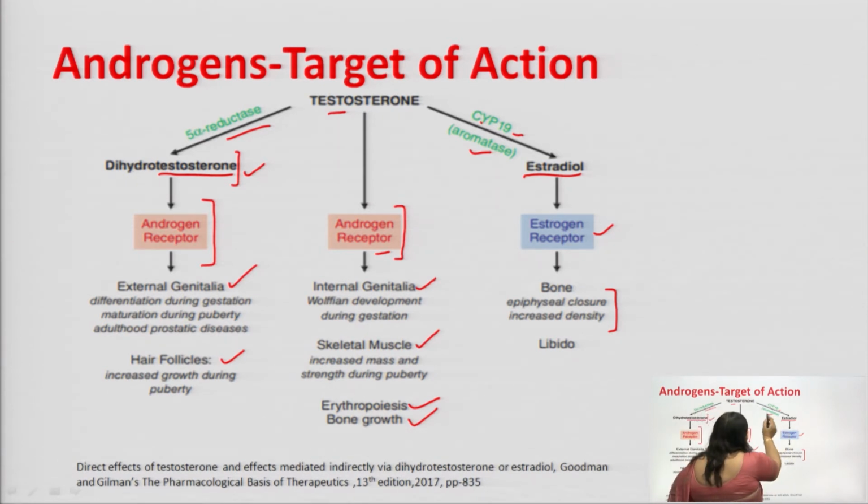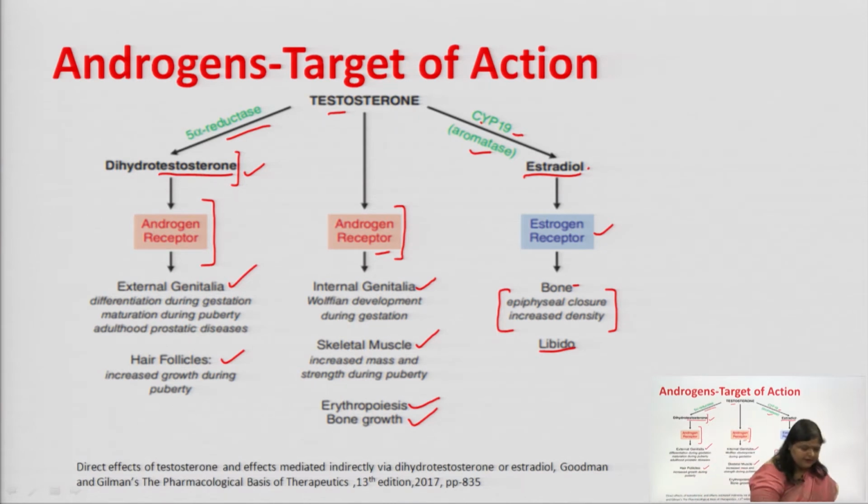Whereas testosterone that is converted into estradiol acts on the estrogen receptor, and its main action is on the bone, where it leads to epiphyseal closure, and it is also responsible for an increase in libido. So that is how testosterone, the main androgen, acts through various receptors and its various targets.